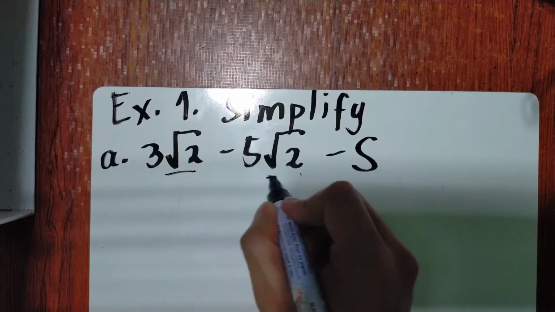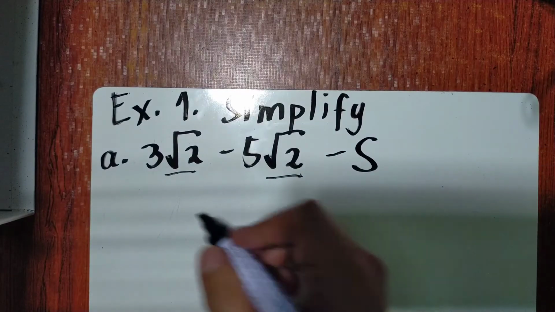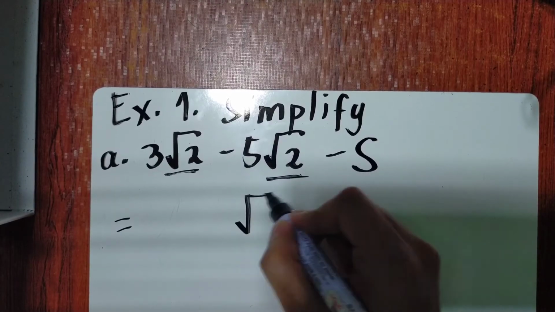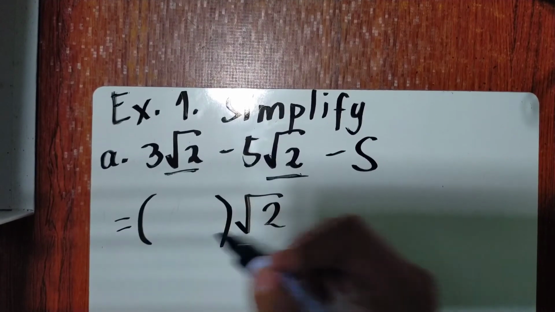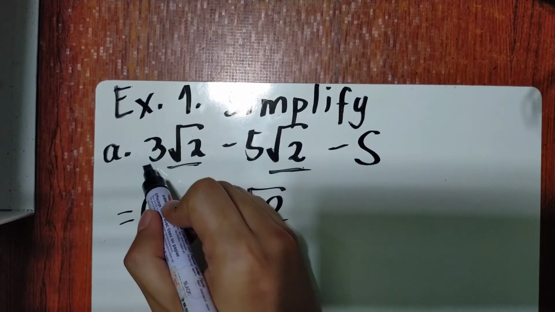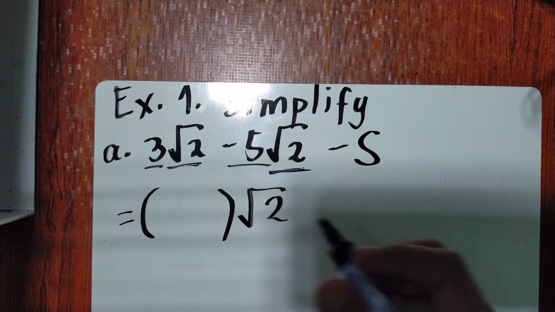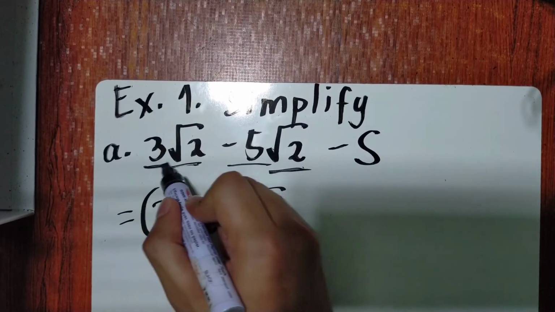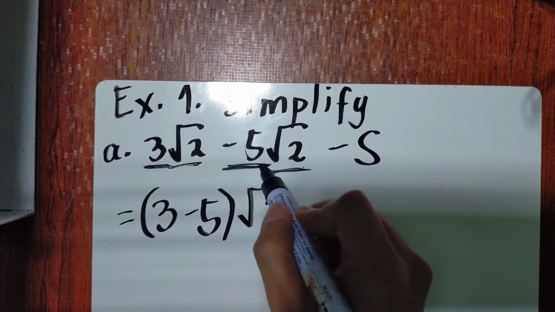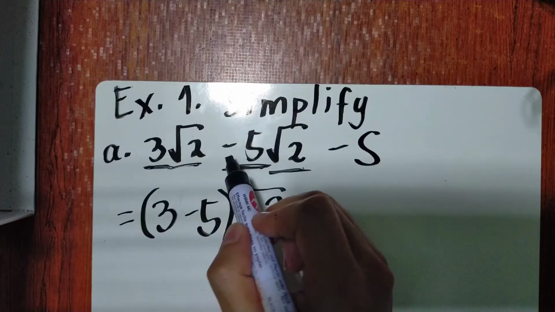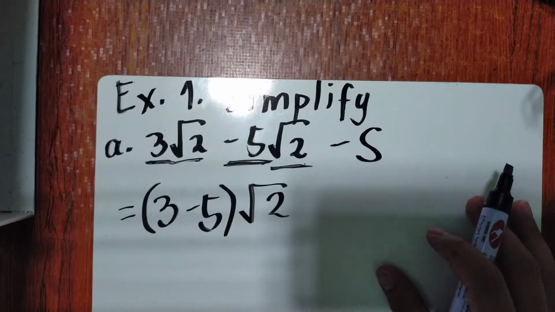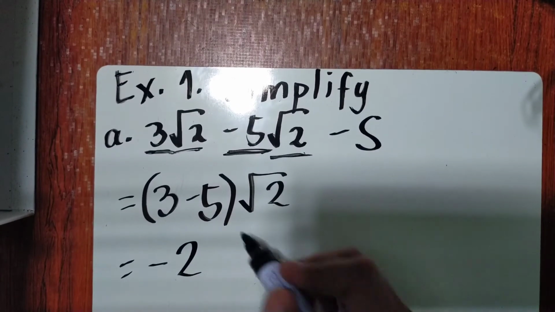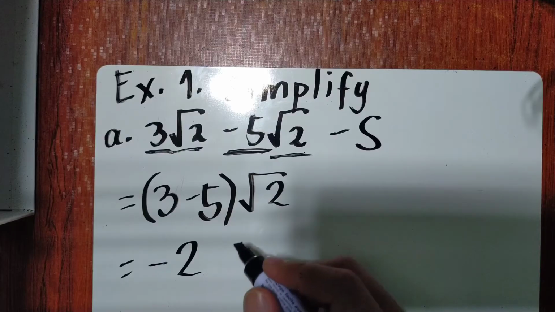Kapag similar sila, pwede na natin silang i-add or subtract. And for that, dahil parehas naman sila na square root of 2, isa na lang yung gagamitin mo. And, ano yung mangyayari? I-add or isusubtract mo naman yung value nila, which is 3 minus 5. So, nanggaling yung 3 minus 5. 3 is the given here, and negative 5 is the given value. So, ang susundin mo is yung negative. Diba? Next, 3 minus 5 is negative 2. Since negative 5 is higher than positive 3. Okay?